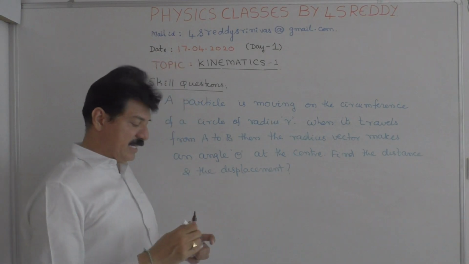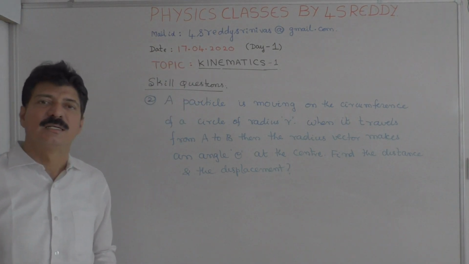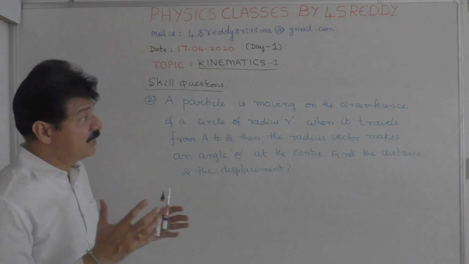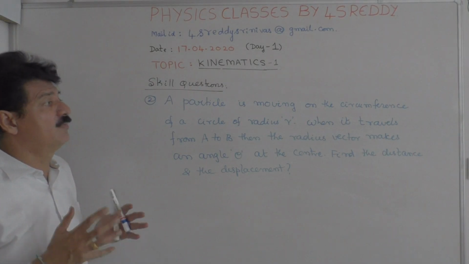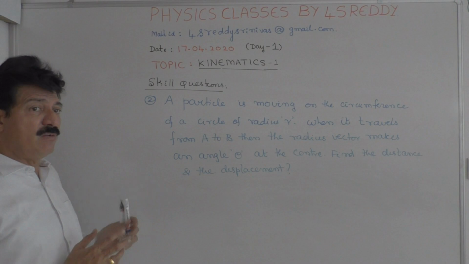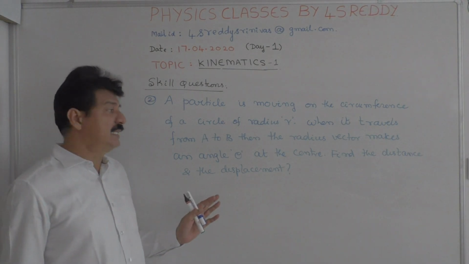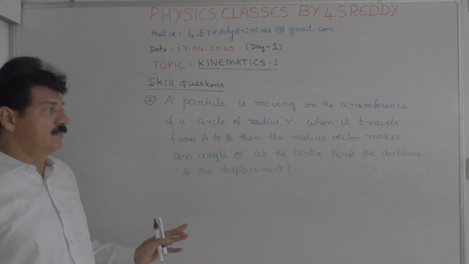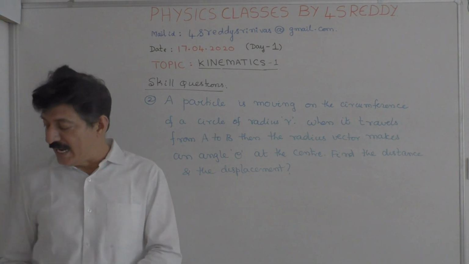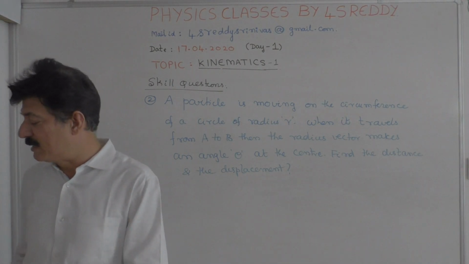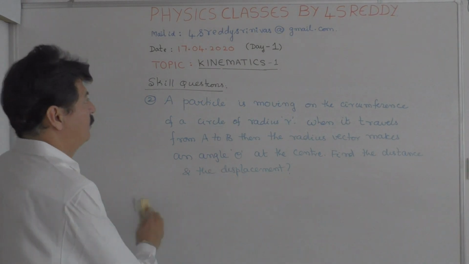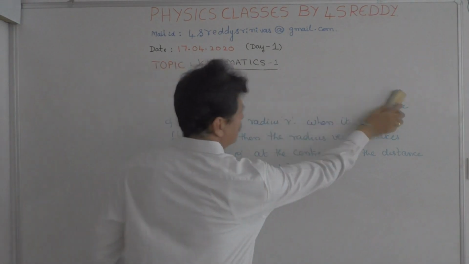This is another question purely based on this distance and displacement. A particle is moving on the circumference of a circle of radius r. When it travels from A to B, the radius vector makes an angle theta at the center. Find the distance and the displacement. Then how to solve this problem?